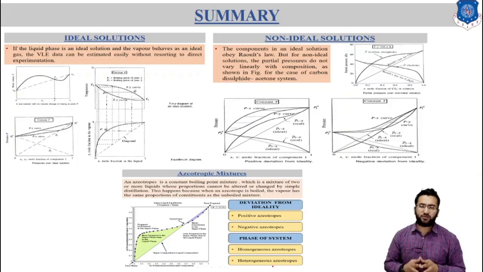Then we discussed the non-ideal solution, a solution that does not obey Raoult's law, and this non-ideality is due to the dissimilarity of structure and molecular weight, and also to hydrogen bonds, which create a dipole in the solution. Then we discussed the azeotropic mixture. We will also discuss this azeotropic mixture and their types in detail in the next lecture.